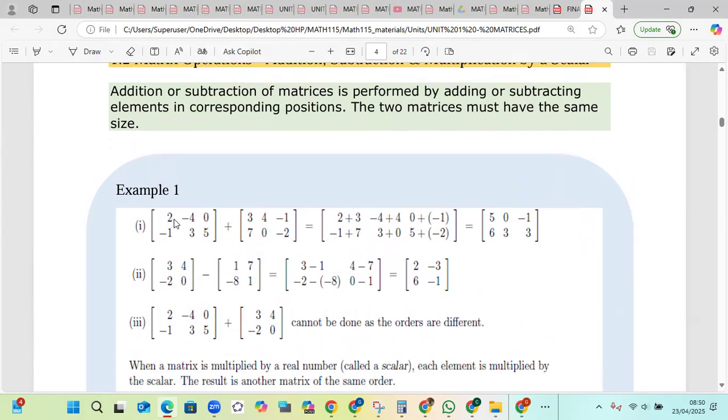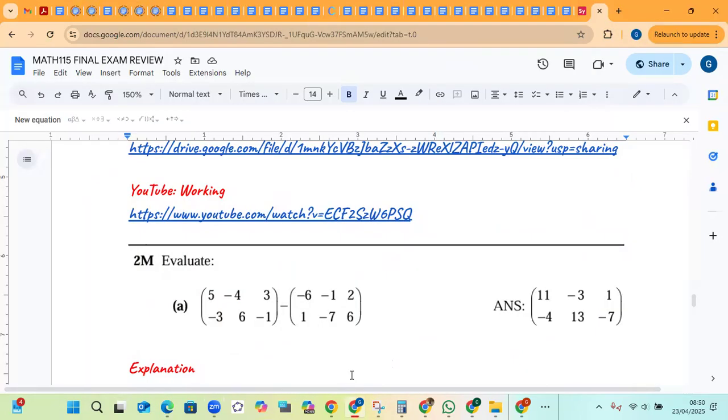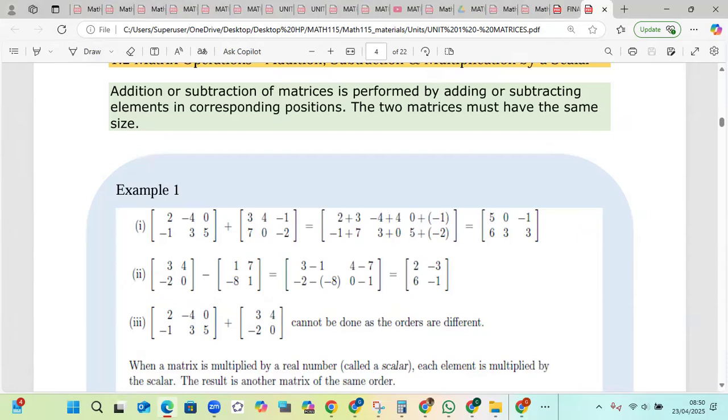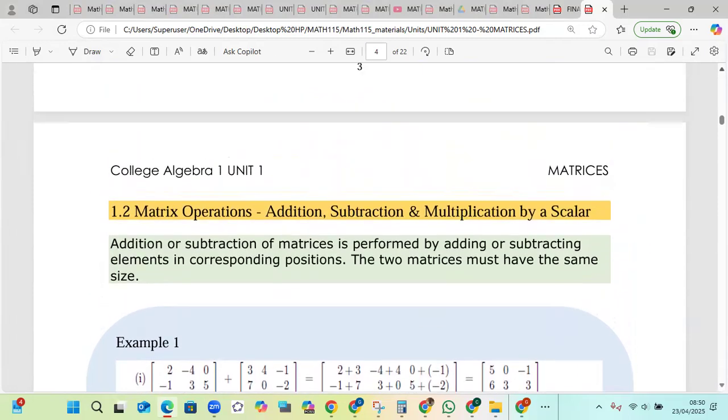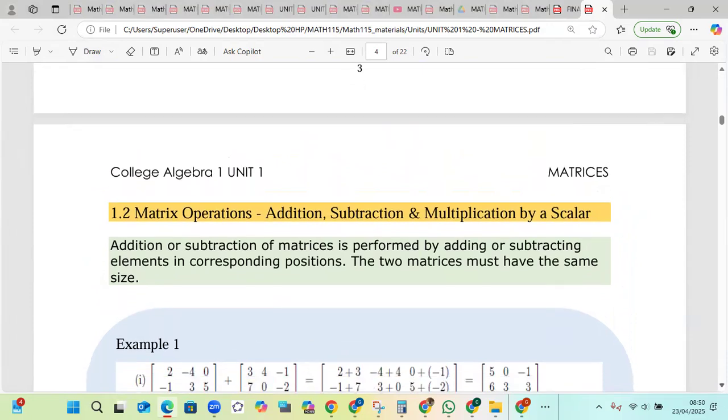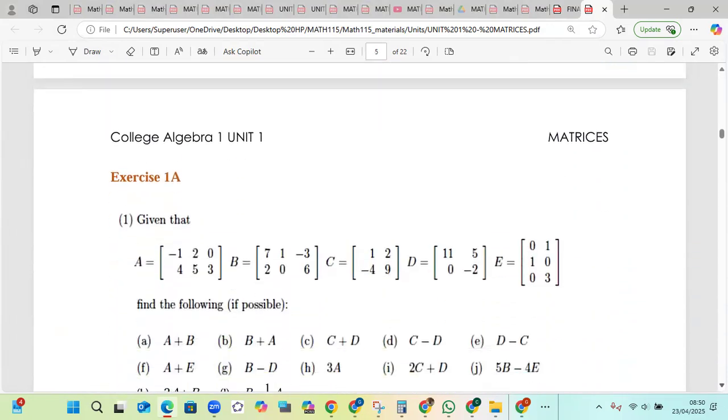So 2 corresponds to 3, so 2 plus 3 will give us 5. Negative 4 corresponds to 4, so negative 4 plus 4 is 0, and so on and so on. So we've got to apply this now to our example. So here we have this 2 by 3. Let us include the pages that we are going to use in this unit. Unit 1, page 4. And page 5 now has examples.